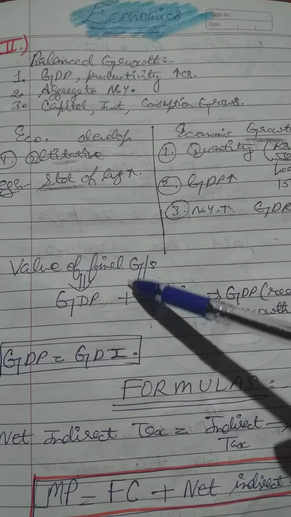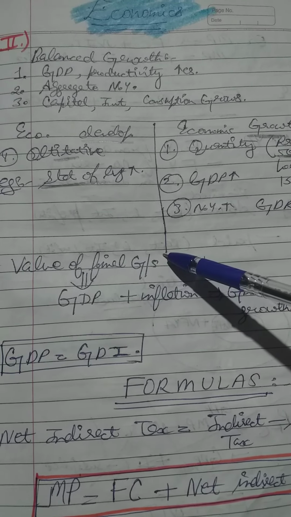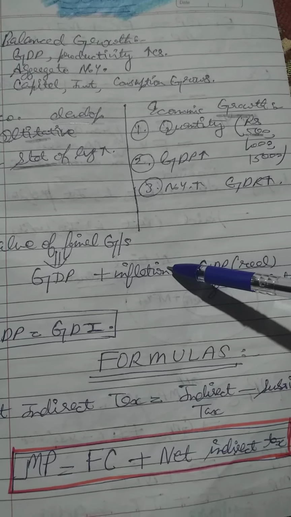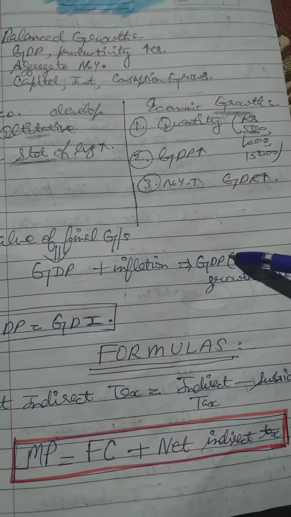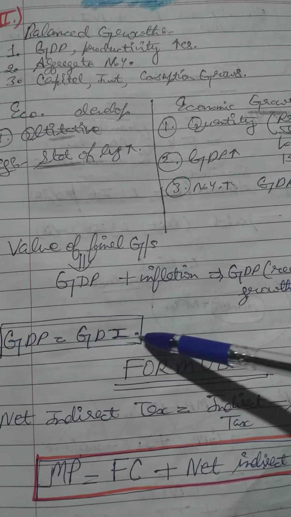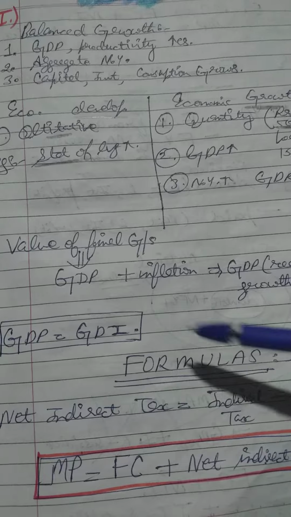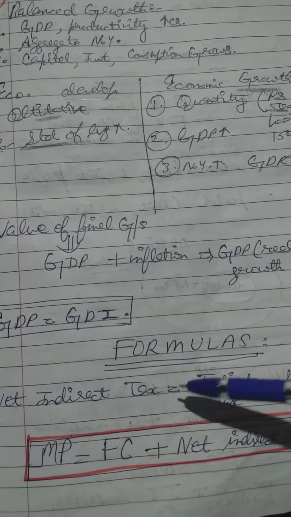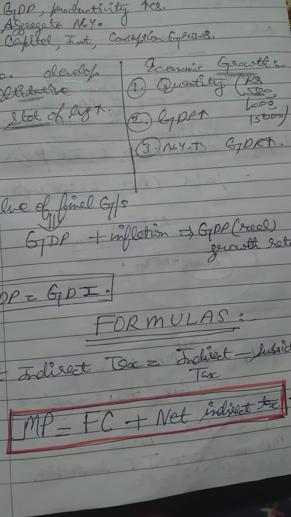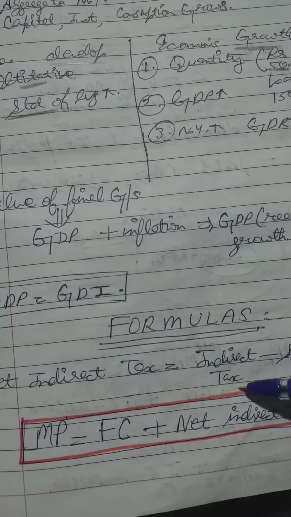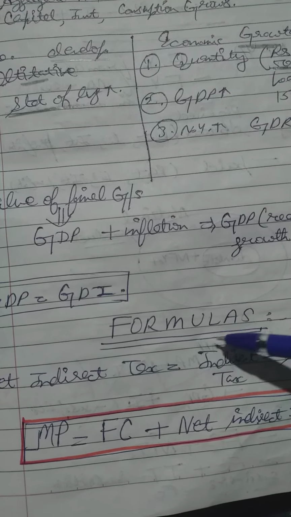Then we have value of final goods and services. It is always related to GDP plus inflation level, that is equals to GDP real growth rate. Important thing, GDP is equal to GDI, and other important formulas are NIT is equals to indirect tax minus subsidies. Next we have market price is equals to factor cost plus NIT. So NIT is indirect tax minus subsidies.